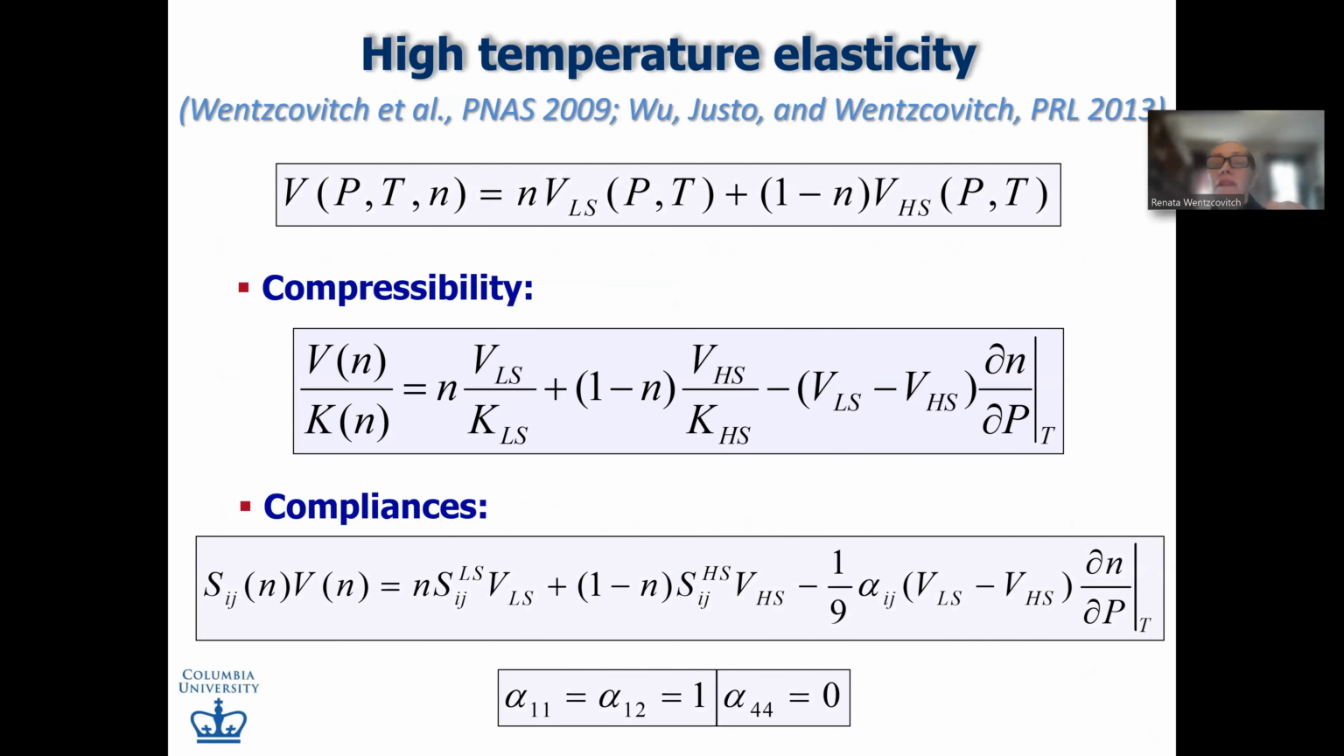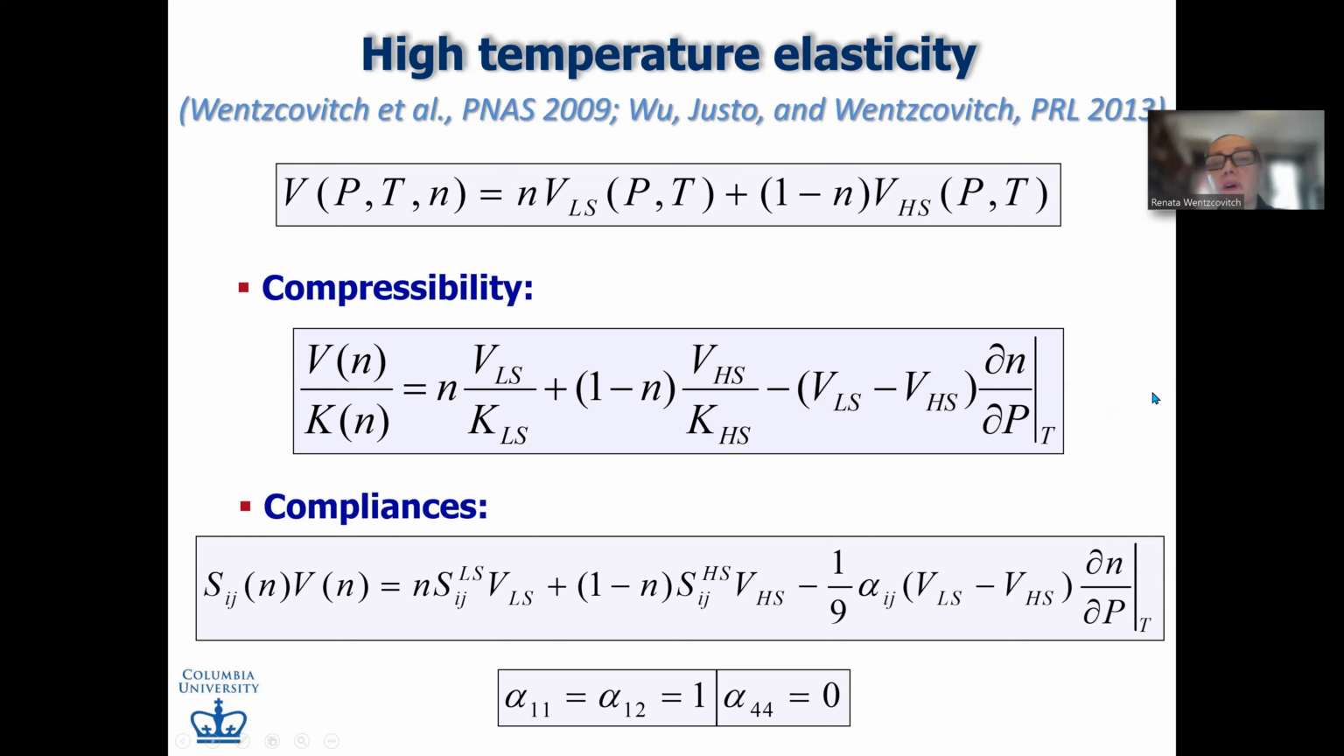So here we decided to take a look at this. For an ideal solid solution, this is the volume, right? It's the weighted average of the end members. The compressibility is the V dP. So it's also the weighted average of these ratios, volume by bulk modulus. But there is also an extra term here that comes from the fact that N, the low spin fraction, also varies with P. There is a similar formula.